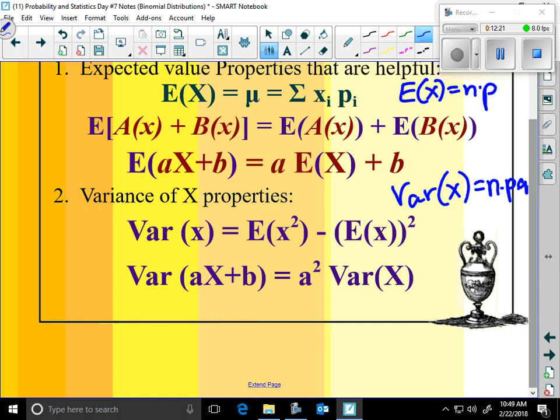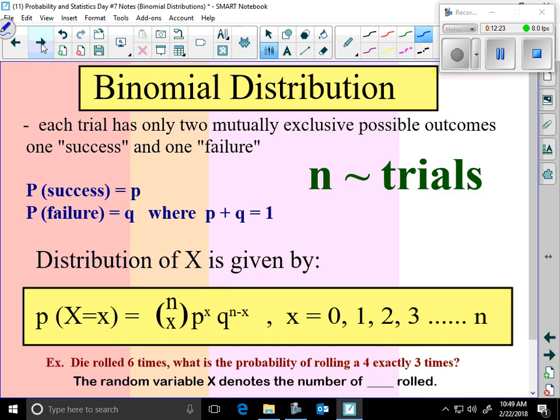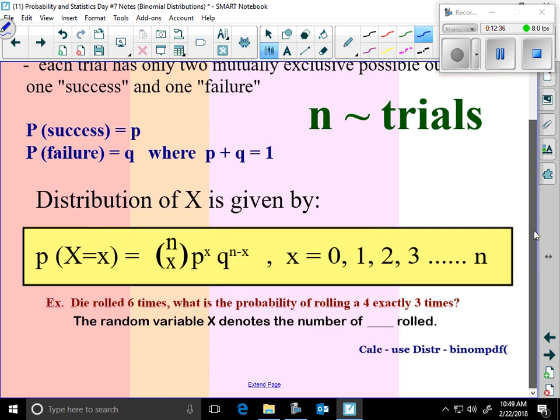Q is probability of failure. P and Q always add to 1. Thank you for leading me into that. It was almost as if I did that on purpose, but I didn't. Okay. So P is the probability of success, Q is the probability of failure, and P plus Q equals 1. N is the number of trials.